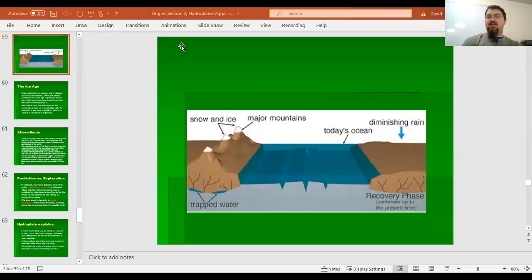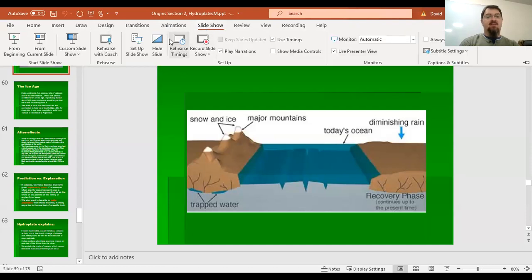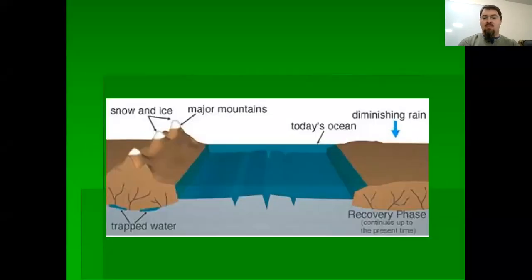Again, the last week, I believe we left off talking about some of the after effects of hydroplate theory and some of the things that we think happened right after the flood. So we'll pick up there.